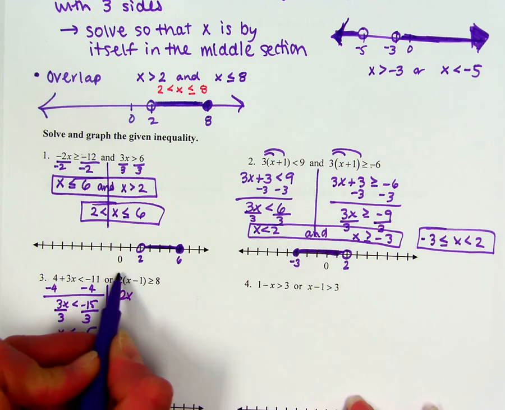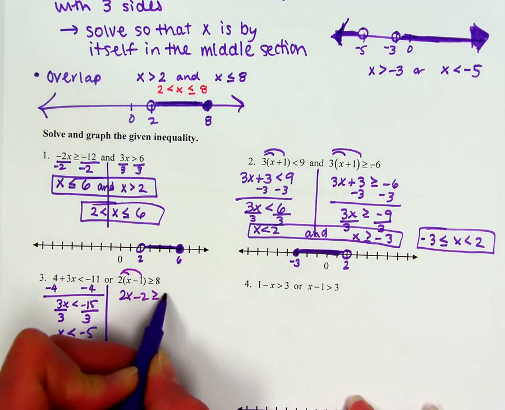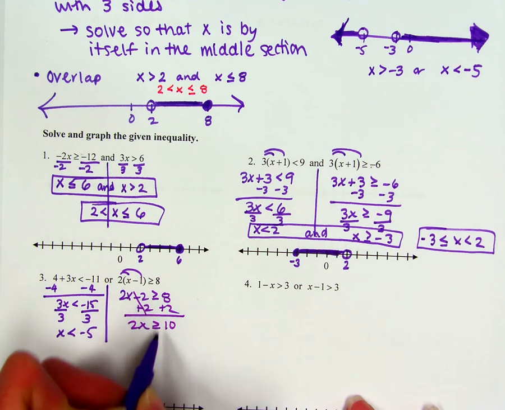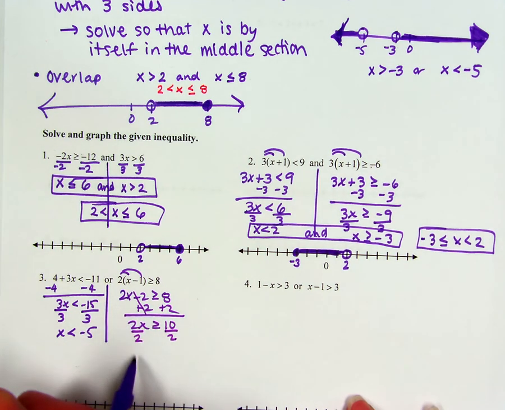All right, here I'm going to distribute first. 2x minus 2 is greater than or equal to 8. If I add 2, I get 2x is greater than or equal to 10. And then divide by 2, we get x is greater than or equal to 5.